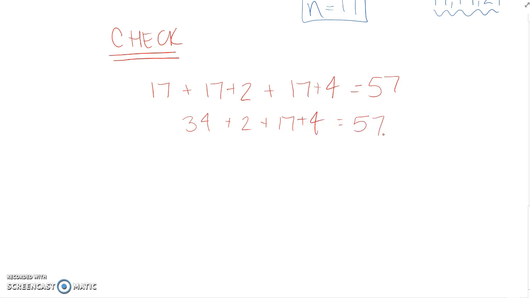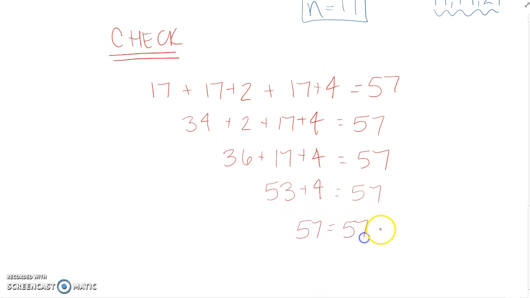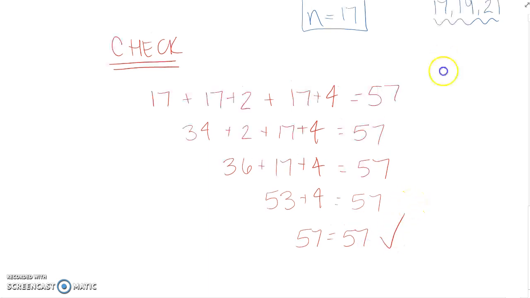So then we do 34 plus 2, which is 36. So we have 36 plus 17 plus 4. 36 plus 17 is 53. And 53 plus 4 is 57. So we just confirmed, yay, check, we are correct.